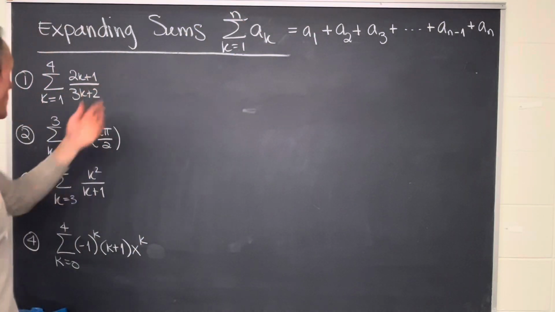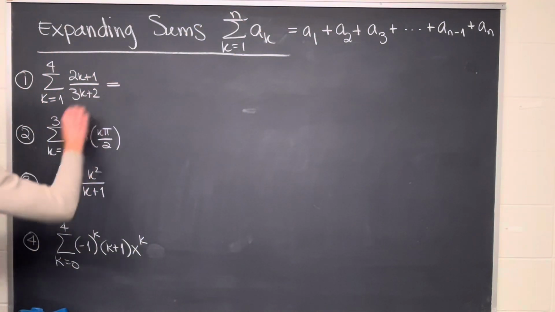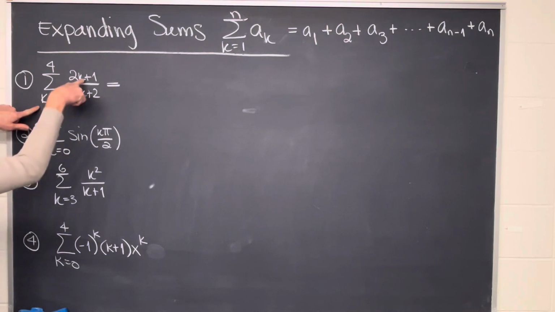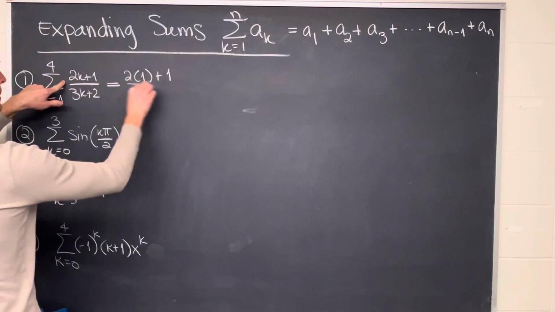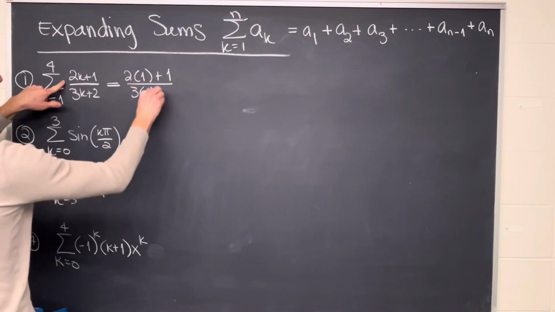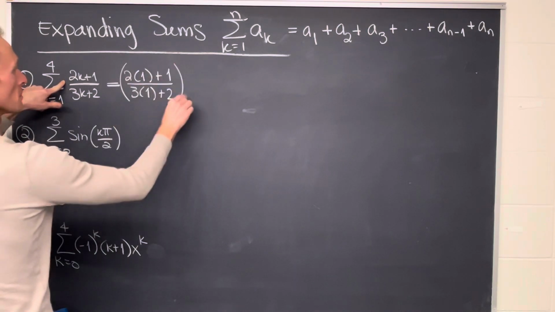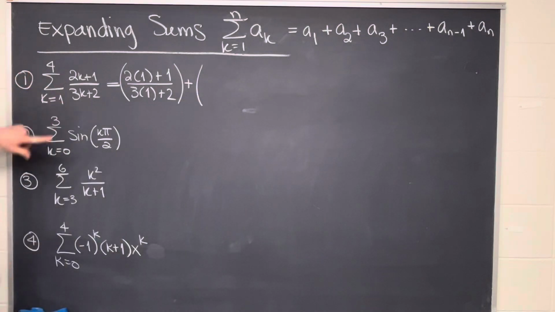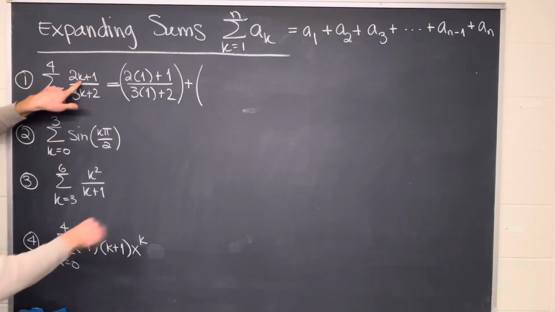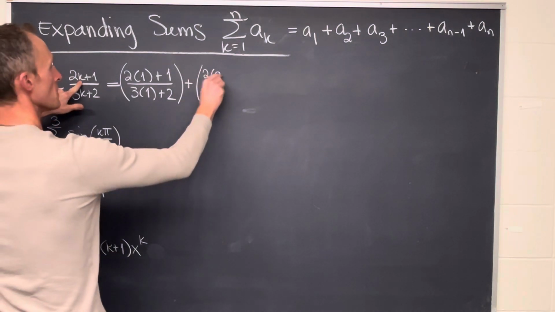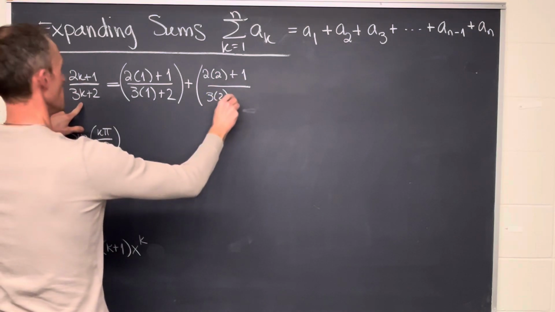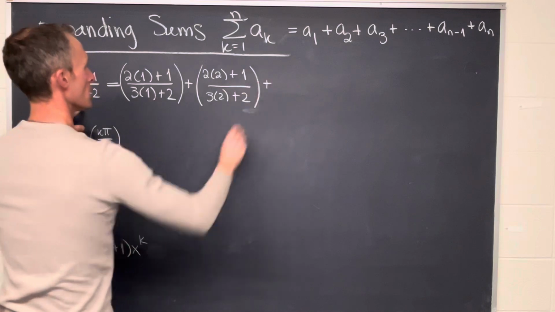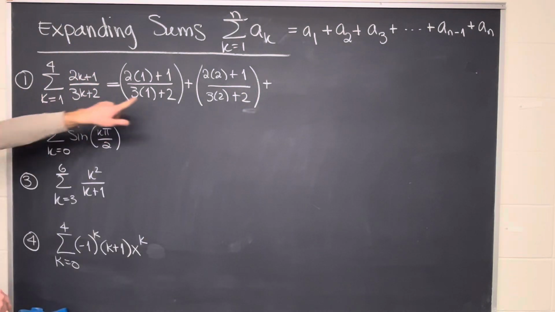Okay, so we're going to do that for these ones here. This one says, start with k equal to 1 and plug it in. What am I going to get? I'm going to get (2 times 1 plus 1) over (3 times 1 plus 2). That's my first term. Plus, next term, k is equal to 2, so now I replace the k's with 2. So (2 times 2 plus 1) all over (3 times 2 plus 2).